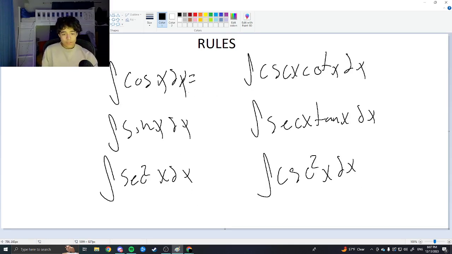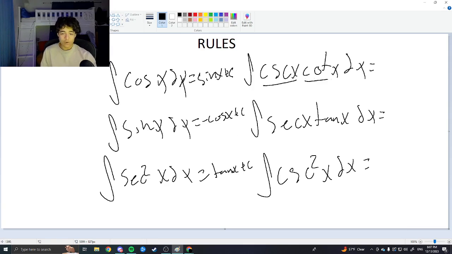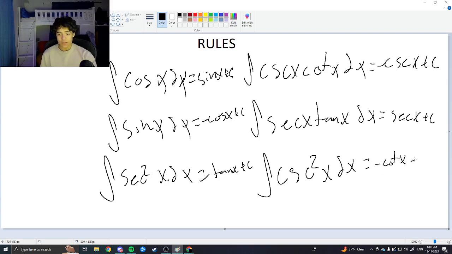Now we have to cover the integrals of all of the trig functions. If you remember, this is the same thing we did before, but it's just backwards now. Cosine x is going to turn into sine x plus c. All of these are going to have plus c. Sine x turns into negative cosine x plus c. Secant squared x will turn into tangent x plus c. Cosecant x cotangent x will turn into negative cosecant x plus c. Secant x tan x will turn into secant x plus c. And cosecant squared will turn into negative cotangent x plus c.